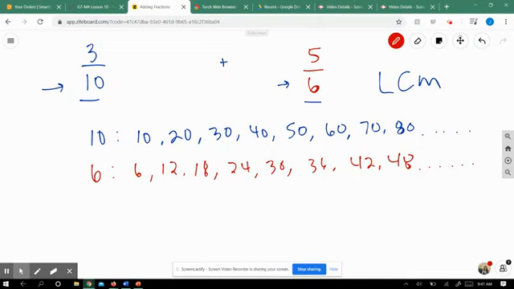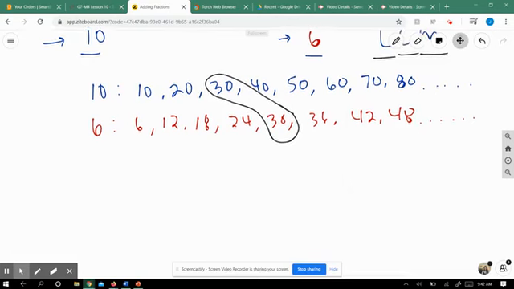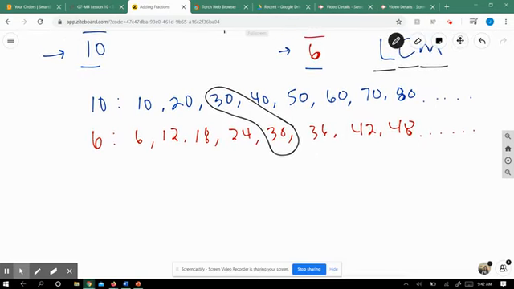So when we look at these lists, we are trying to find the least common multiple. That means we want to see all of the multiples we have in common. So we're going to circle every one we have in common. And the only one I see here is this 30. Since this 30 is the only one I see, it means it's also going to be the lowest one, the least one. So that's the one that we're going to pick. That means that 30 is going to be our new denominator.